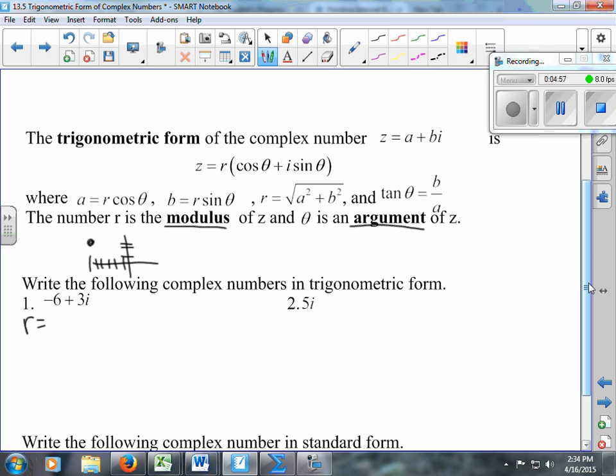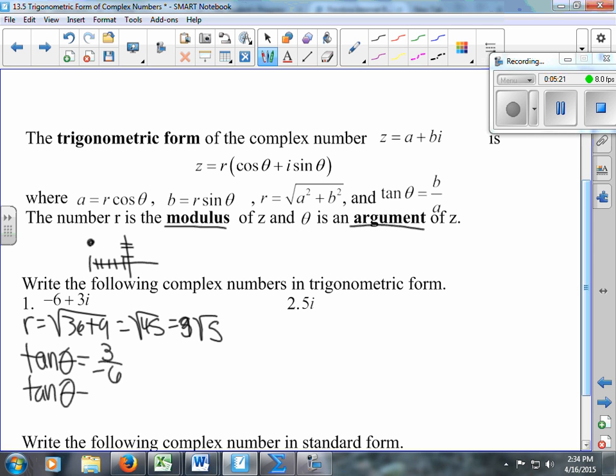That is the square root of 36 plus 9, or the square root of 45, which is 3 radical 5. And then to get theta, well, the tangent of theta is the y over the x, and the y is the imaginary part, so that's b over a, 3 over negative 6. So the tangent of theta is negative 1/2.